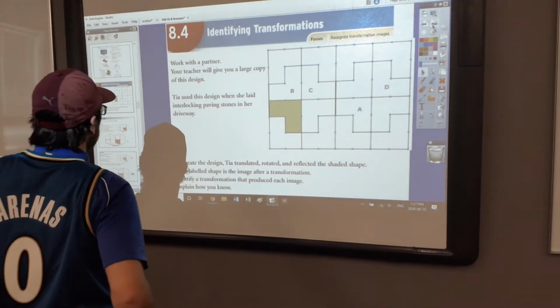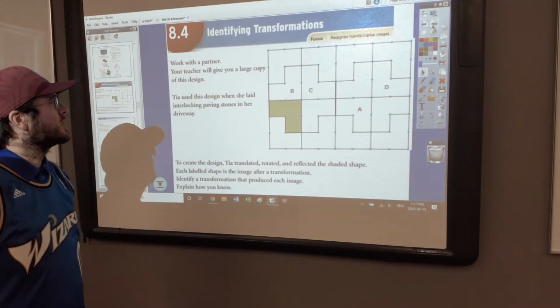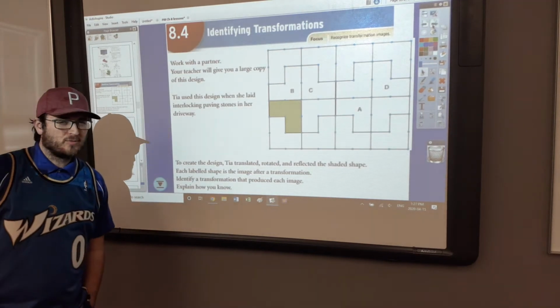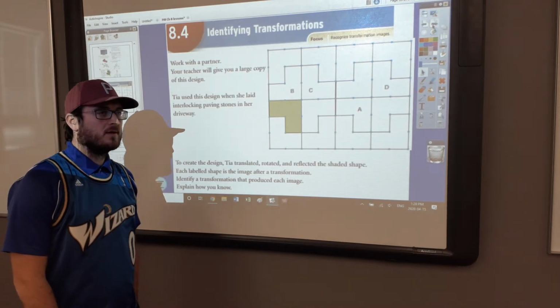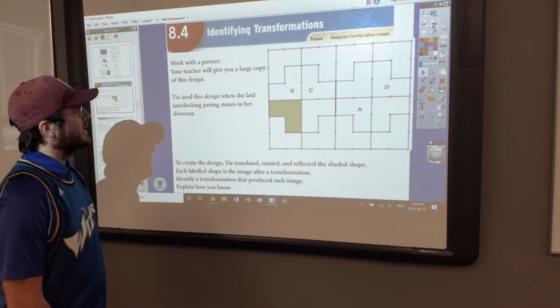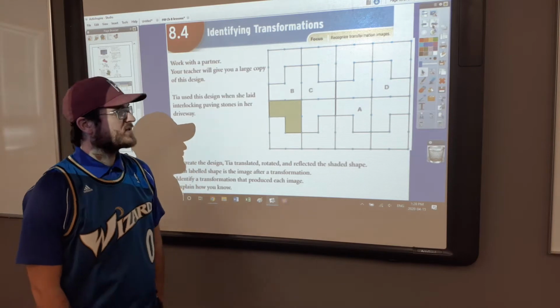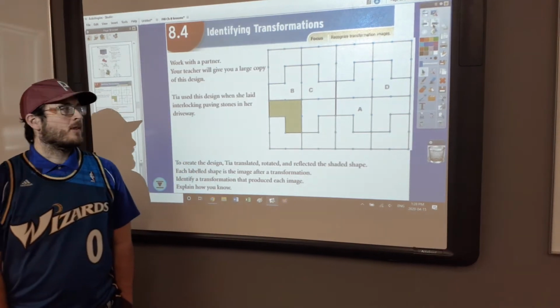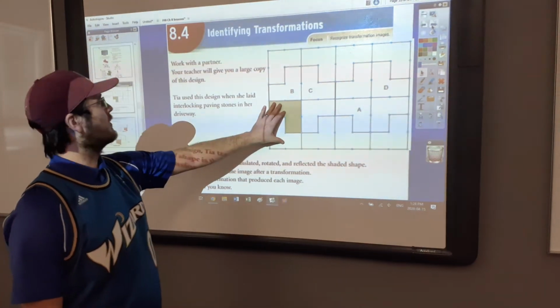Okay, welcome grade 8s to the final section in the chapter and in the course. 8.4 to 8.6 we deal with different transformations and then how they relate to tessellations. So we'll look in 8.4 at identifying transformations, so a little bit of review from grade 7 and grade 6, I believe, some of the main transformations. Okay, so we'll use this example here.